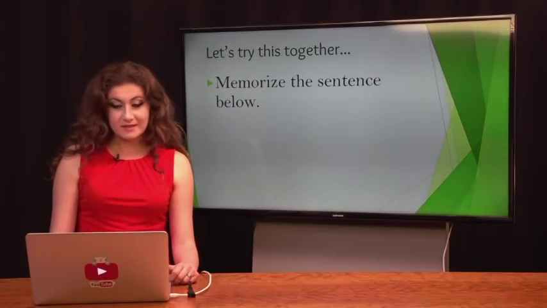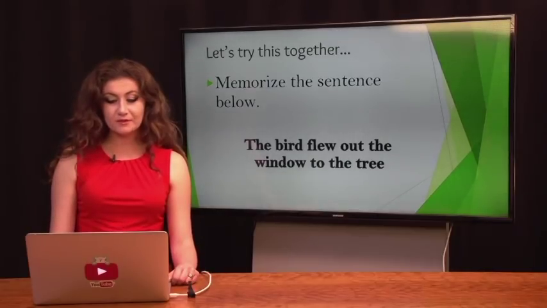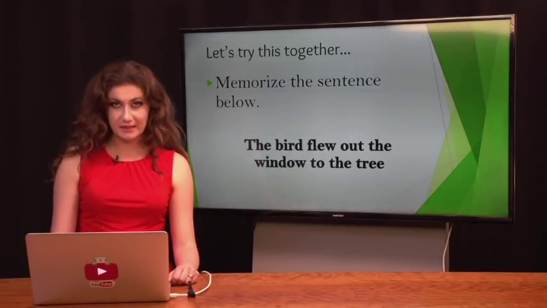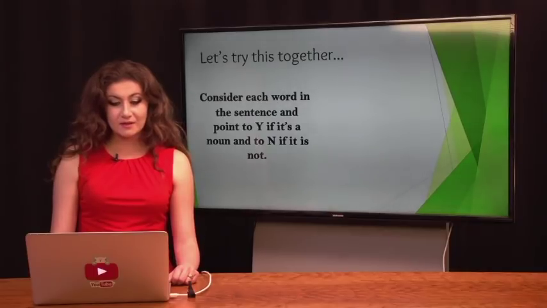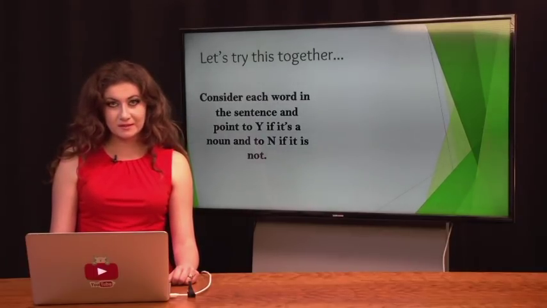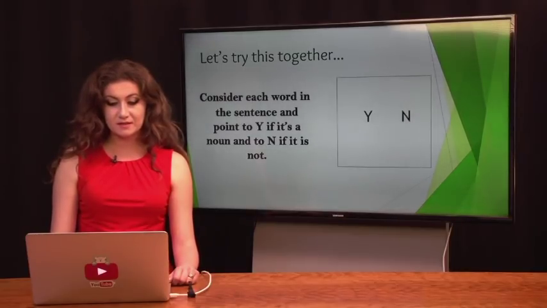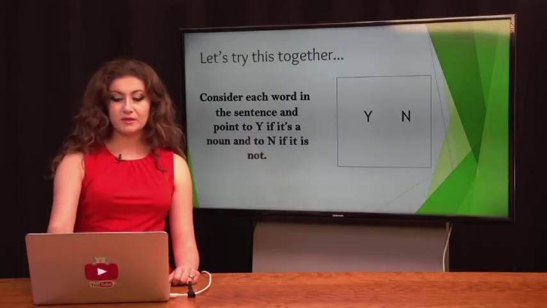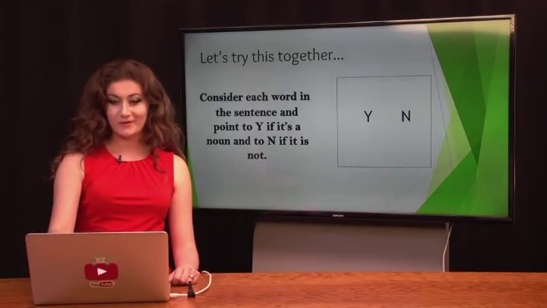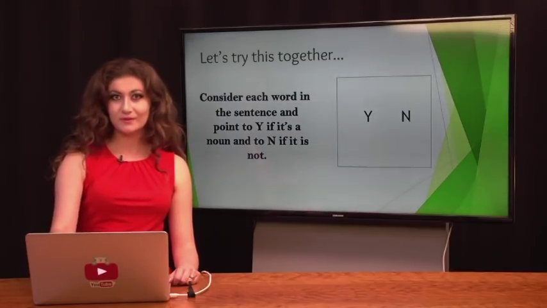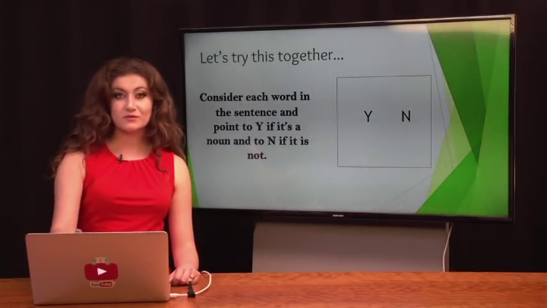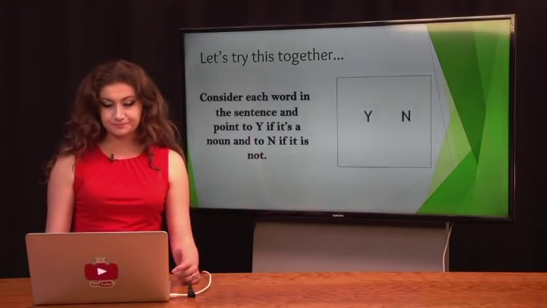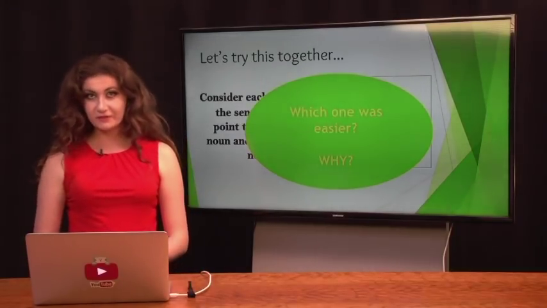Now we're going to memorize this sentence. The bird flew out the window to the tree. And now consider each word in the sentence and point on your screen to Y if it is a noun and to N if it is not. So the, no. Bird, yes. Flew, no. Out, no. Of, no. The, no. Nest, yes. To, no. The, no. Tree, yes.